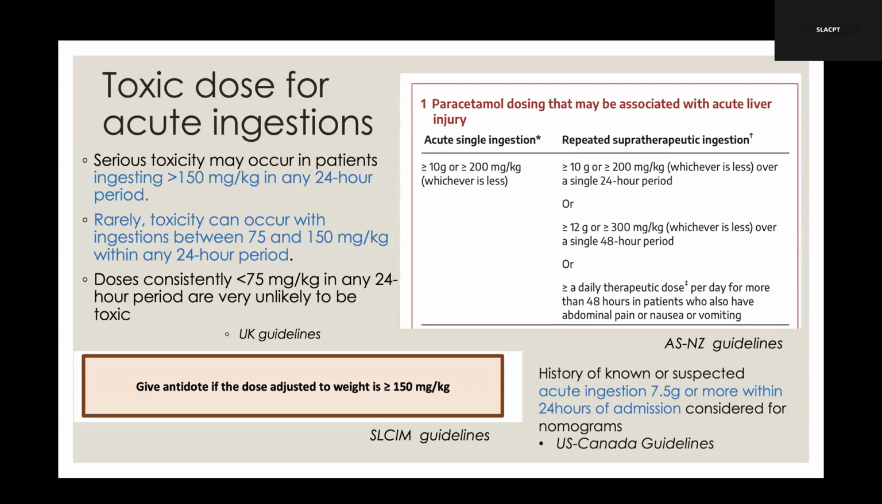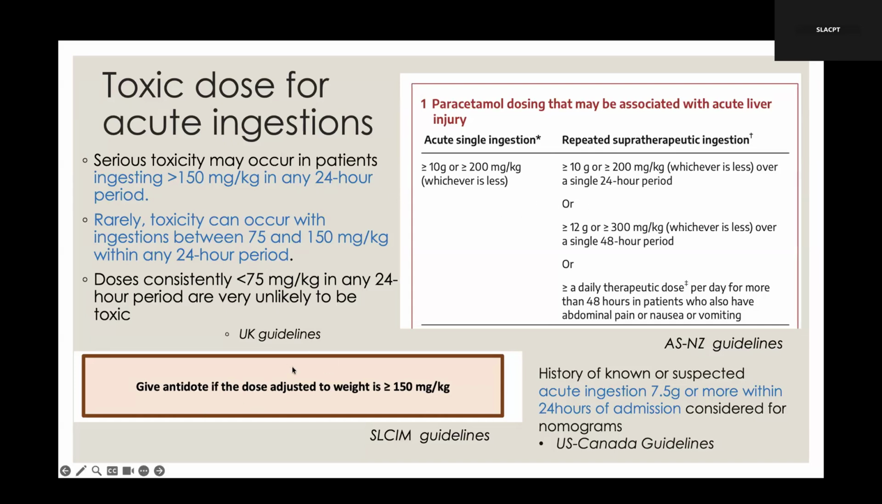So the critical factor, particularly for our country, is the toxic dose for acute ingestions, because we don't have paracetamol levels readily available, and therefore whether it is toxic, very high dose, or non-toxic, we have to determine based on the dose ingested. So the UK guideline says that serious toxicity may occur in patients if they have ingested more than 150 milligrams per kilogram in any 24-hour period. Toxicity can rarely occur between 75 and 150 milligrams per kg also. And if the dose is less than 75 milligrams per kg, it is very unlikely to cause toxicity.